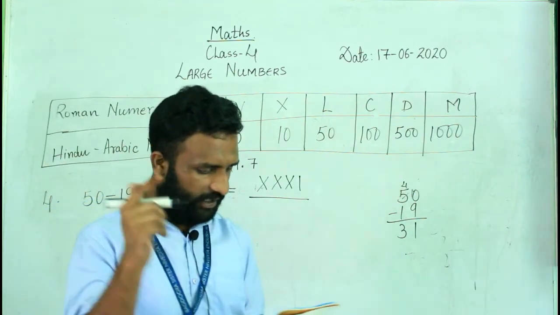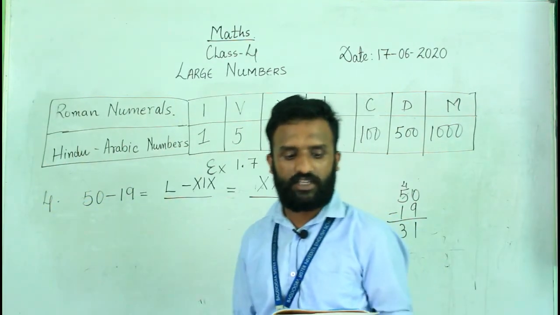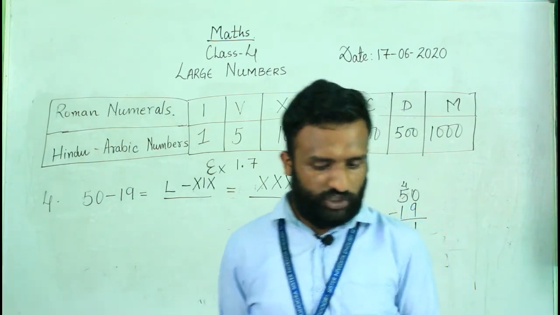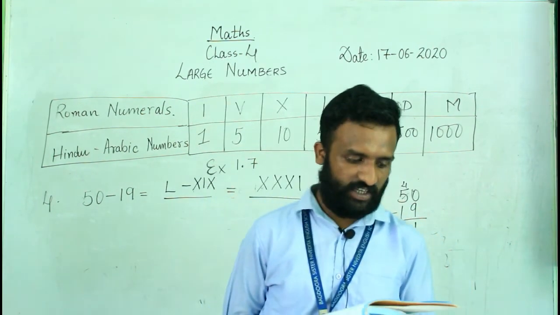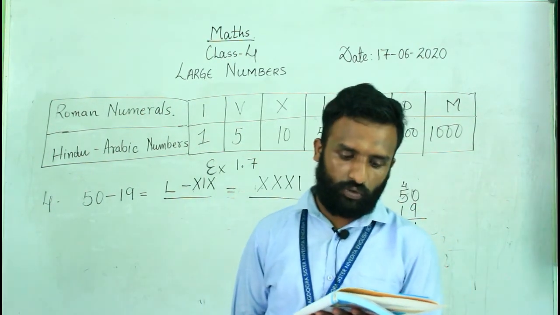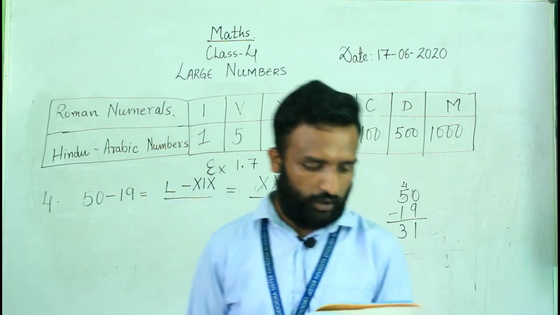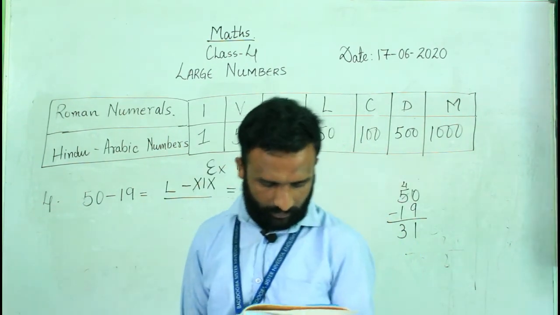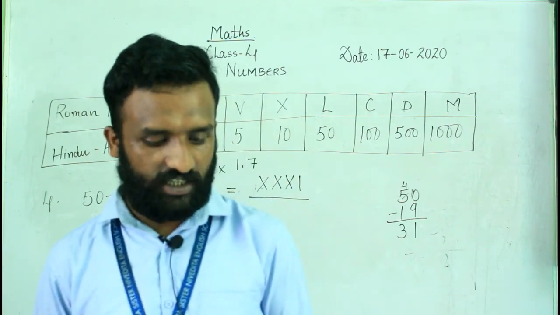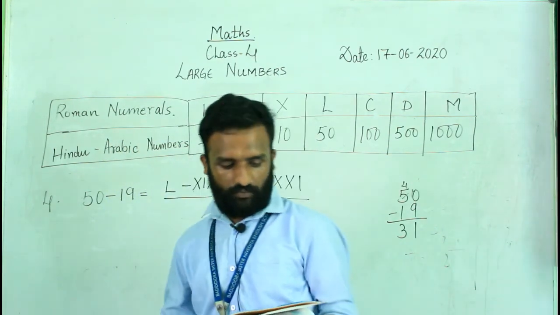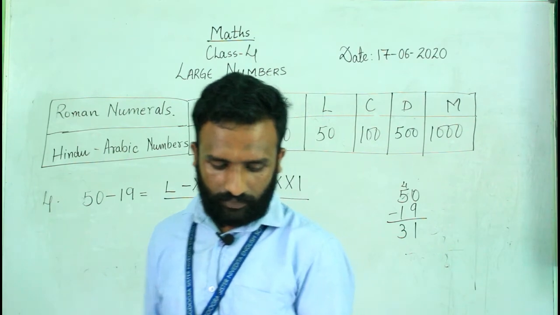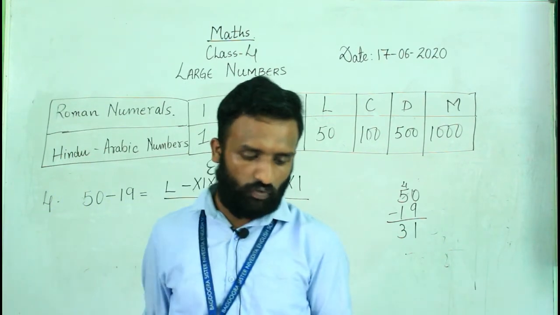So I am again repeating the questions which I have done from exercise 1.7. From question number 1 I did A and D. In question number 2 I did D and E. In question number 3 I did A. In question number 4 I did C. And we have question number 5 here, which you will do as your homework.